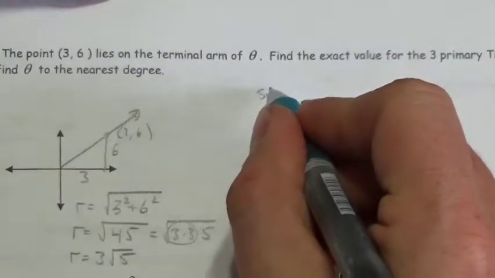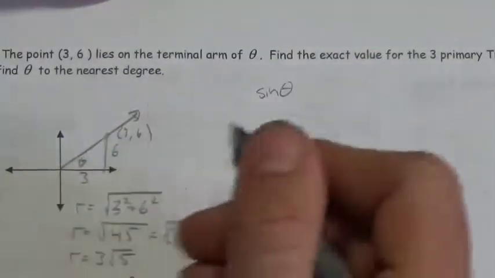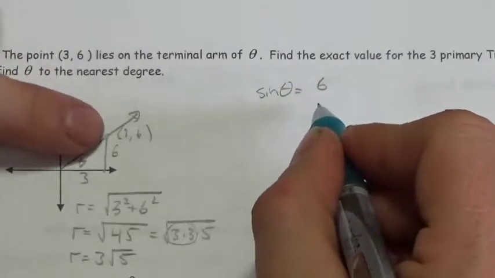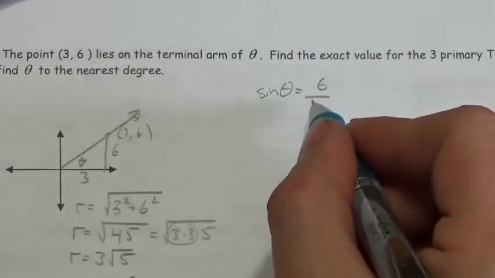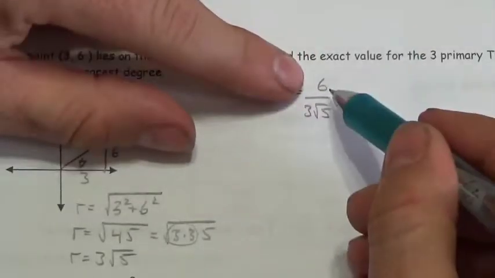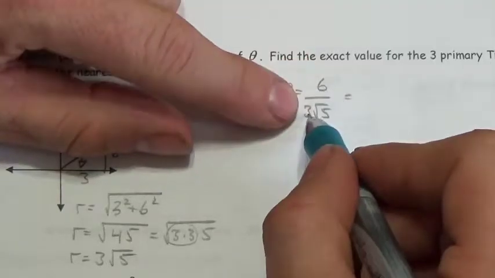So now I can write this out. The sine of theta here, whatever that theta turns out to be, this is going to be the y coordinate, 6 over r, which we know is 3 root 5. Now, I can simplify this a little bit. These are both multiplied together in the denominator. There's the 6 divided by the 3.